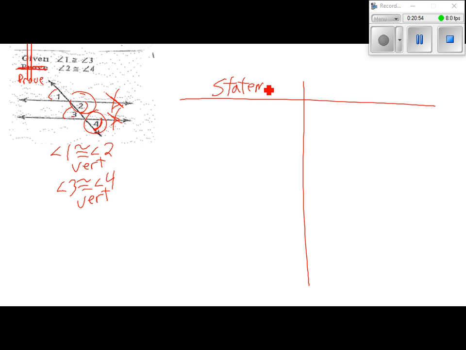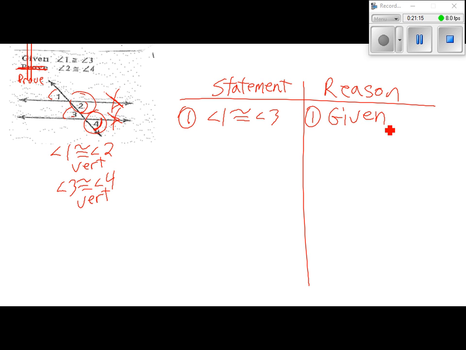Statement. Reason. What's our first statement going to be? Angle 1 is congruent to angle 3. How do we know that? Make sure you're numbering your steps and using your symbols. That was all the given information.